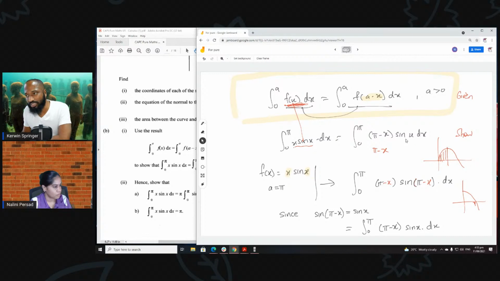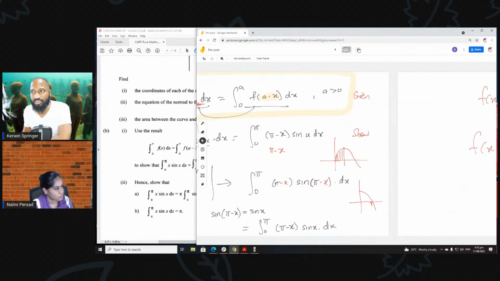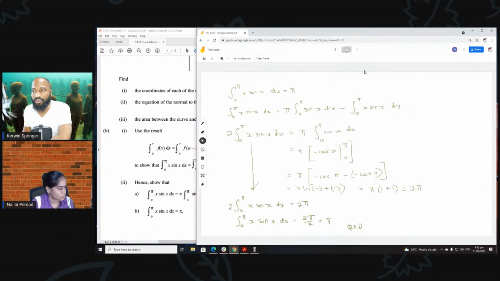Still not 100% clear on this sine x, sine pi minus x, cos x, 0 and pi. Still not 100% clear on this one, guys. Like, I know this is the reason, but I don't know why. I can't remember why. So I'll take a little review on it. All right, so let's go on to the next part of the question. Let's go on to the next part.